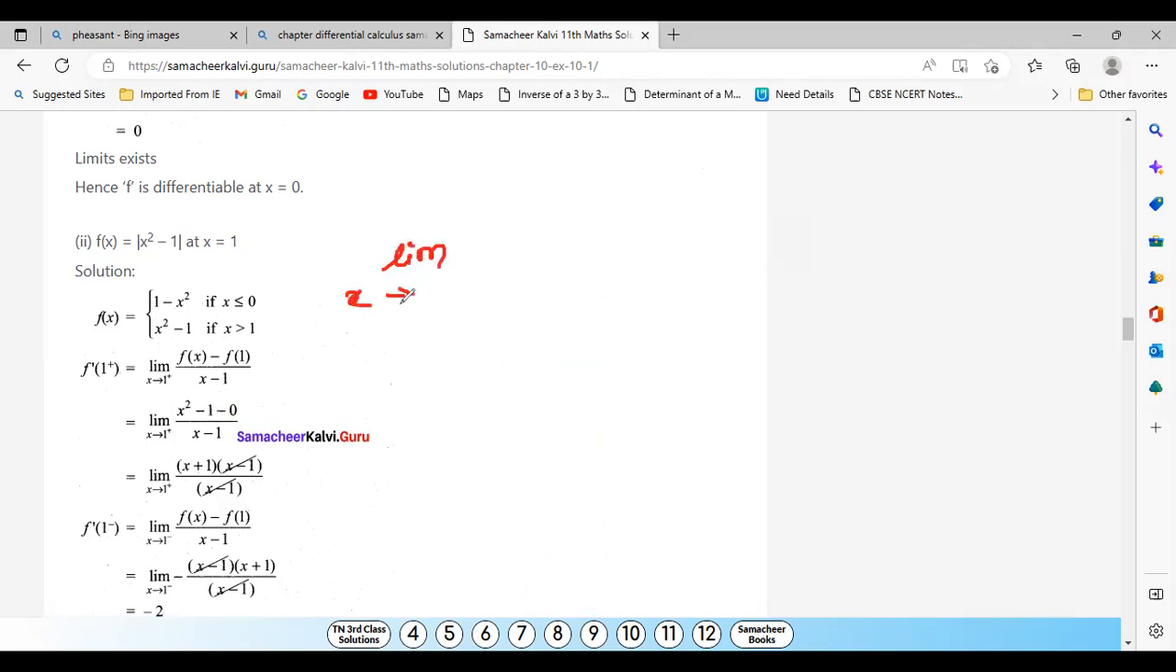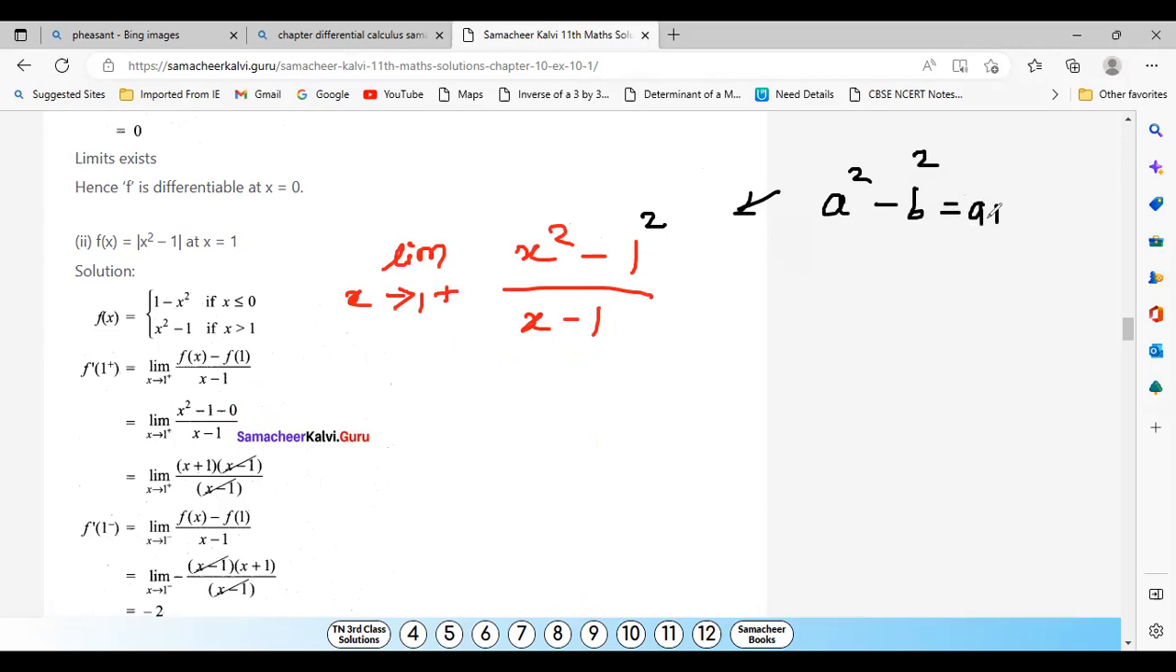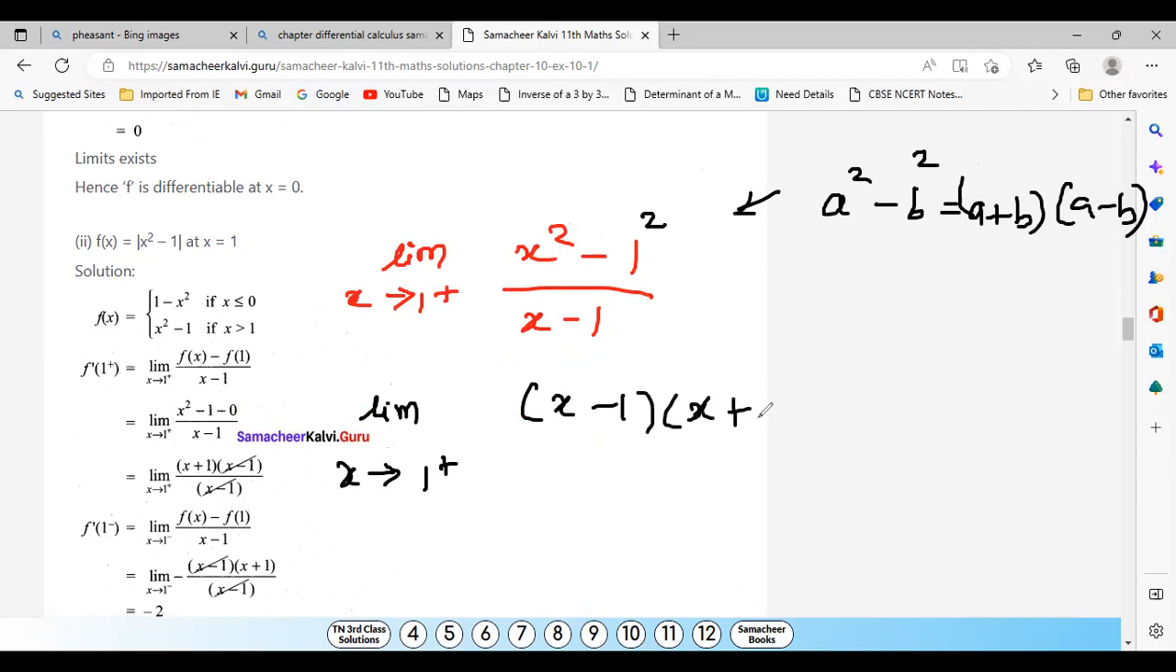Yes, ma'am. So now it's limit x approaches 1 plus, x square minus 1 upon x minus 1. Now you can rewrite 1 as 1 square. If you look at the numerator, it looks like a square minus b square, which can also be written as a plus b into a minus b, which means limit x approaches 1 plus, x minus 1 into x plus 1 upon x minus 1. Can you follow this? Yes, ma'am. I have just written the numerator as x minus 1 into x plus 1.